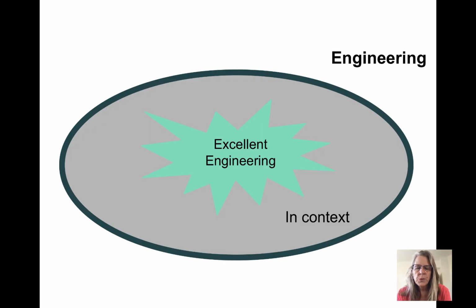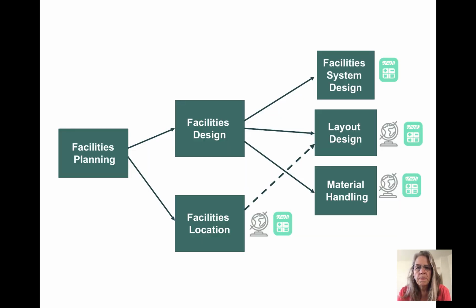As always, we're hoping to do excellent engineering within a particular context. Excellent engineering includes quantitative methods and systematic approaches, and the context includes the project or the company, but also considering social, environmental concerns and political and cultural also. So these are the topics in facilities planning, and we're looking at layout design in this particular video.